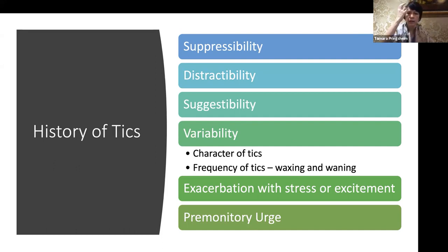The parent may say, well, for the month of June, we saw a lot of blinking. And then that went away. In the month of August, we saw a lot of shoulder shrugging. So these are constantly changing in location, especially for children. This is less true for adults, where tics tend to be more fixed in location over time. The frequency of tics waxes and wanes for reasons that we don't understand.